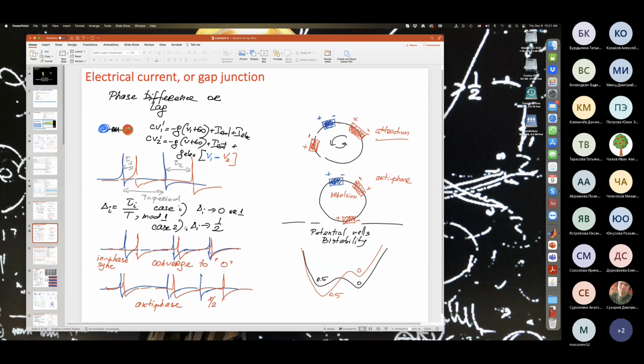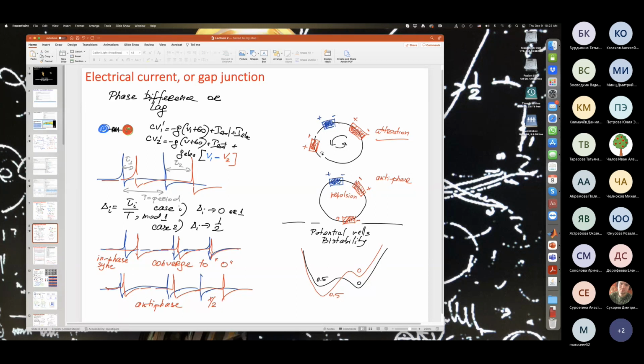Or case number 2, simplest case. Then the phase lag converges to 0.5 or 1/2, which is illustrated over here, which means the cells spike in antiphase. So for example, you see I pick in this example 2 cells firing relatively close to each other, and as time progresses, you can see that the phase difference goes to 1/2, whereas in the previous case it goes to 0. And here's the deal.